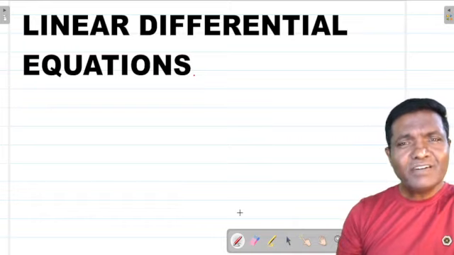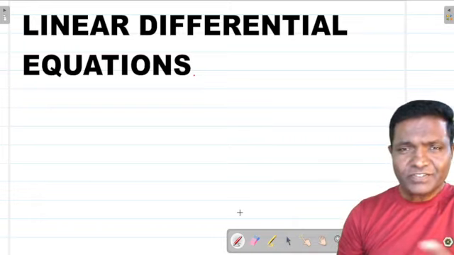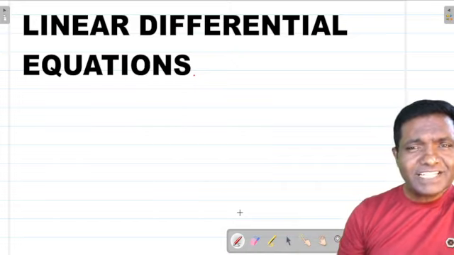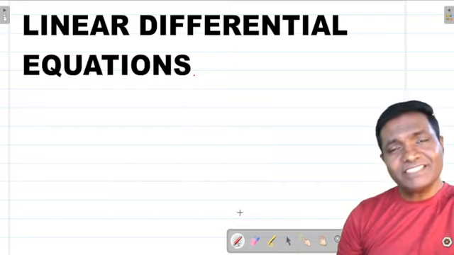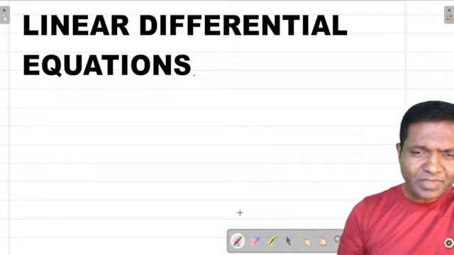In this session, we will discuss linear differential equations. So what do you mean by linear differential equation, and what are the methods to solve linear differential equation?